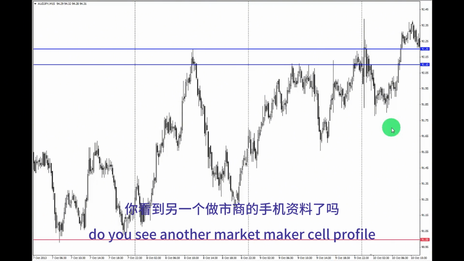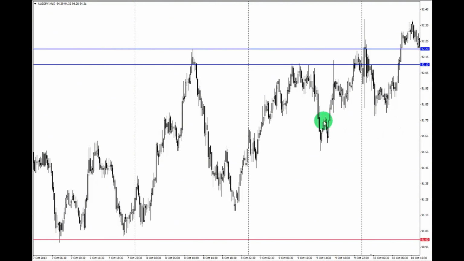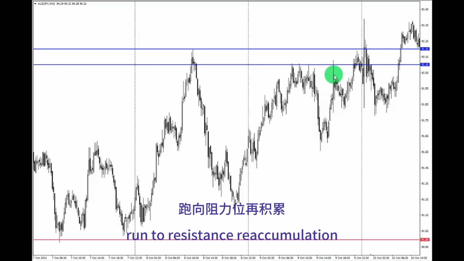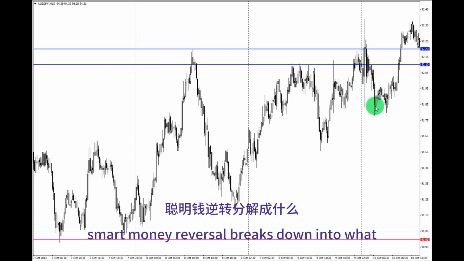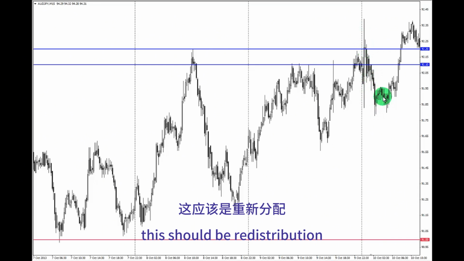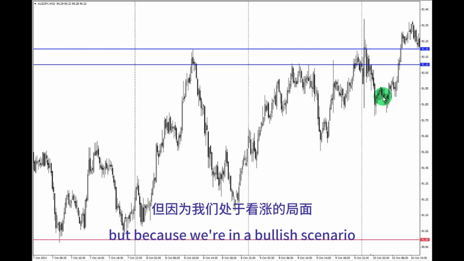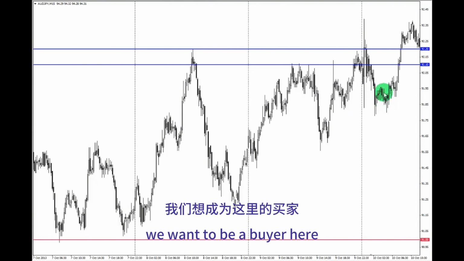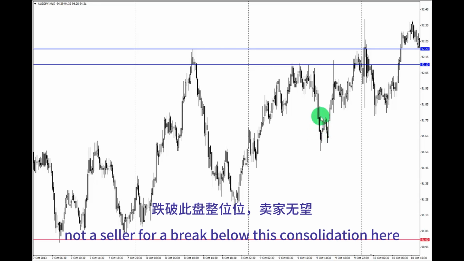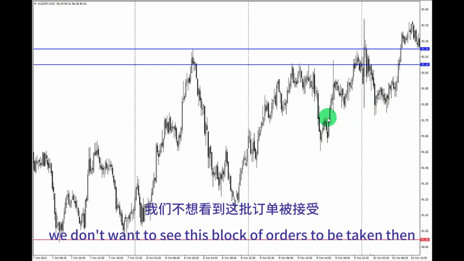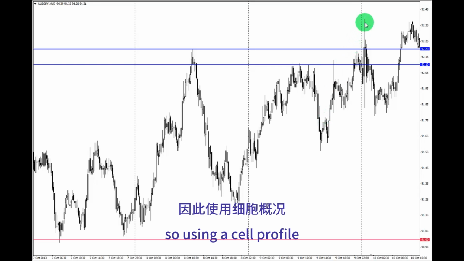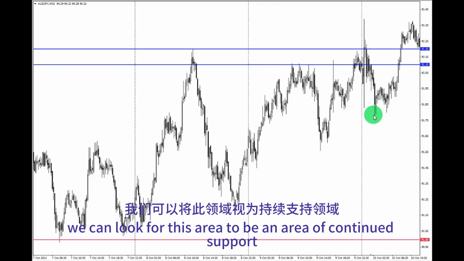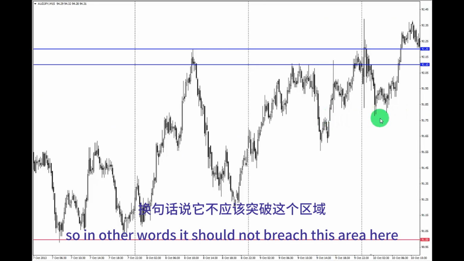Do you see another market maker sell profile? Consolidation, run to resistance, reaccumulation, smart money reversal, breaks down into what? This should be redistribution. But because we're in a bullish scenario, the area that would be redistribution, we look for reaccumulation. We want to be a buyer here, not a seller for a break below this consolidation here. We don't want to see this block of orders be taken then. So using the sell profile, we can look for this area to be an area of continued support. So in other words, it should not breach this area here.